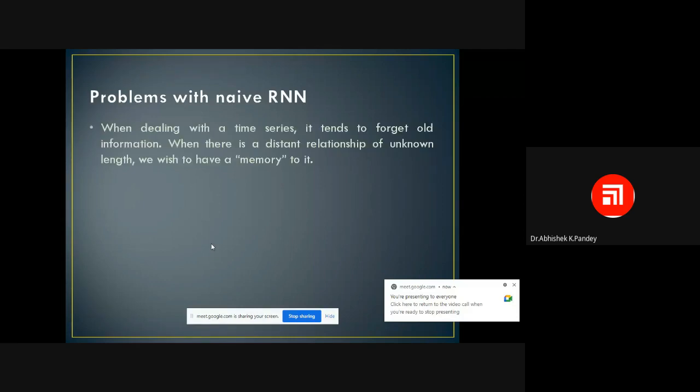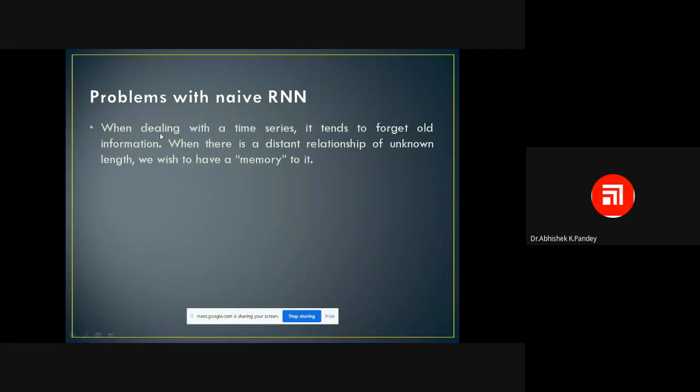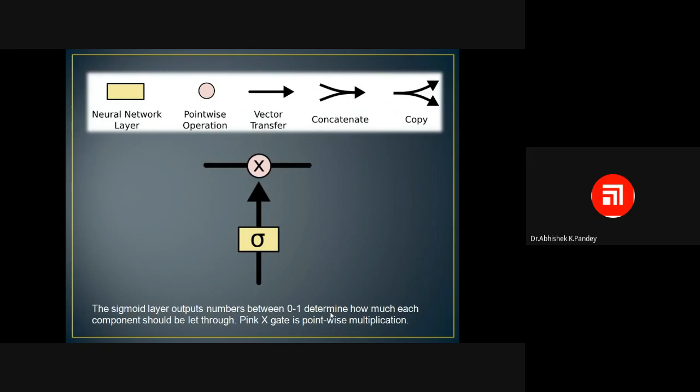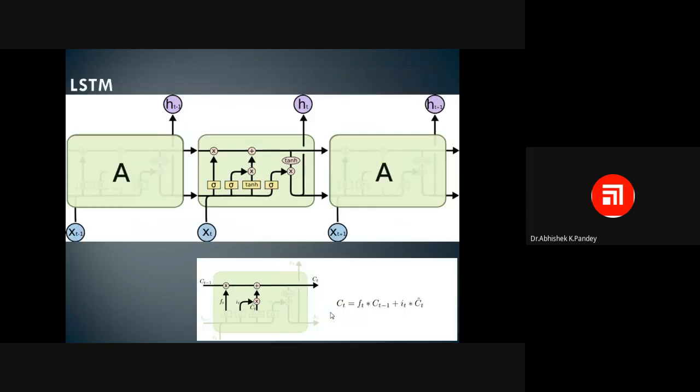Yeah, what problem are we having with the naive RNN? Just let me know. When dealing with a time series, it tends to forget old information. We have discussed it. Fine. When there is a distant relationship of unknown length, we wish to have a memory of it. We have discussed that also. That's where LSTM gets into the picture.